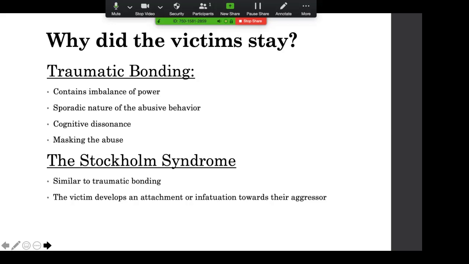You don't see it quite often, but you see it enough where you can see that this syndrome and this bonding factor is very, very toxic.